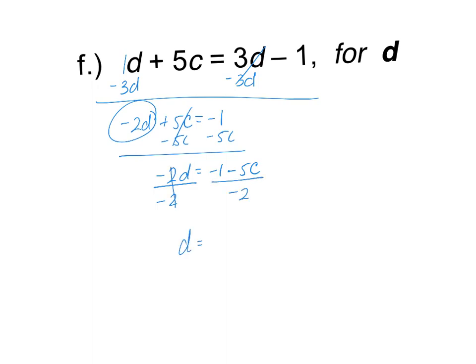So d equals, I'm seeing a lot of negatives here. To simplify, I can actually divide everything by negative 1. And so it makes everything positive. So d equals 1 plus 5c all over 2.